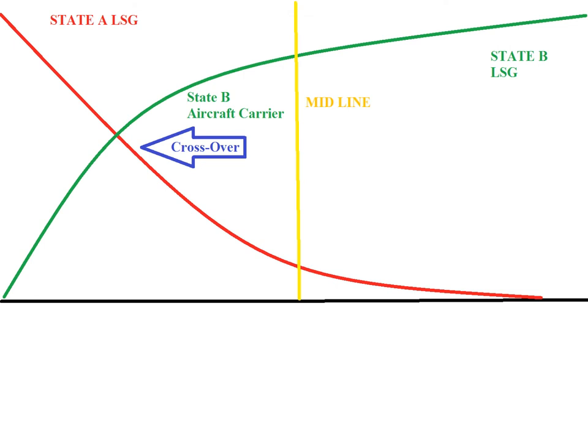And here you can see the intersection between the red loss of strength gradient and a green loss of strength gradient between states A and B. Now, state B has an aircraft carrier, so it can pass the geographic midline and extend its power even farther to the crossover point. And so we would expect conflict to occur at that crossover point.